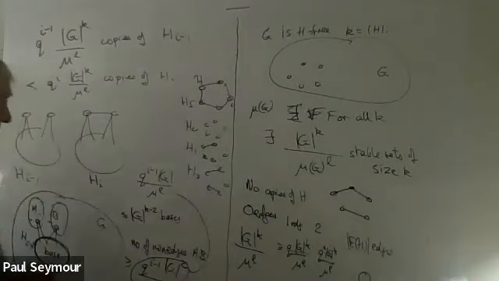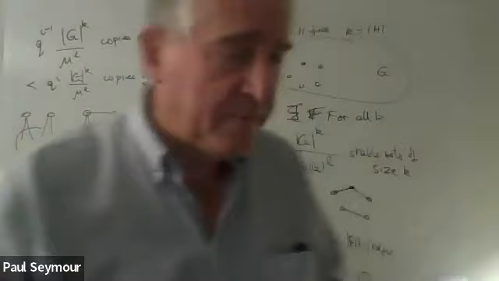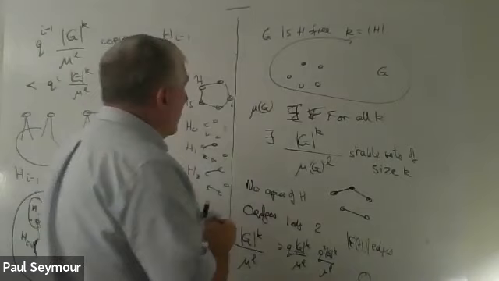And so that's what I wanted to prove, that you get the Erdős-Hajnal theorem, both sparse and dense, assuming you don't have a big clique and a big stable set. Now, why is that good?